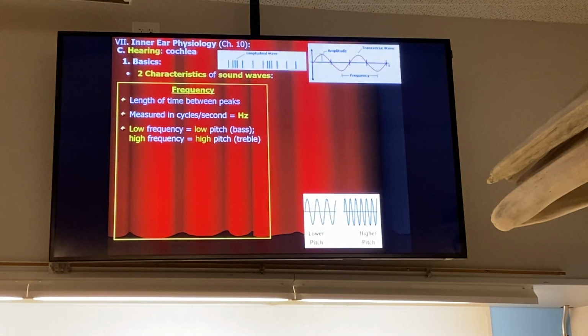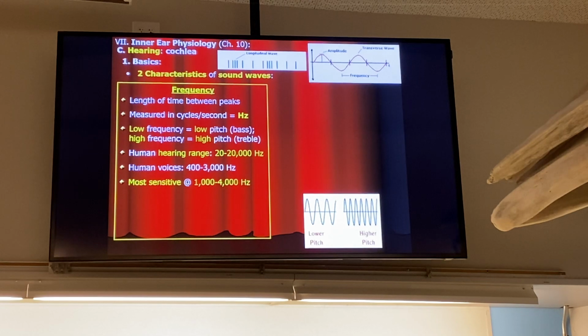Anyway. All right, frequency is about pitch. If it's got a low pitch, it's bass. If it's a high pitch, it's treble. The human hearing range is 20 to 20,000 hertz. Human voices are pretty much in this range. Very few human voices are that low, but you hear some of those baritones, bass singers. They have really low voices. But most are around 1,000, 2,000.